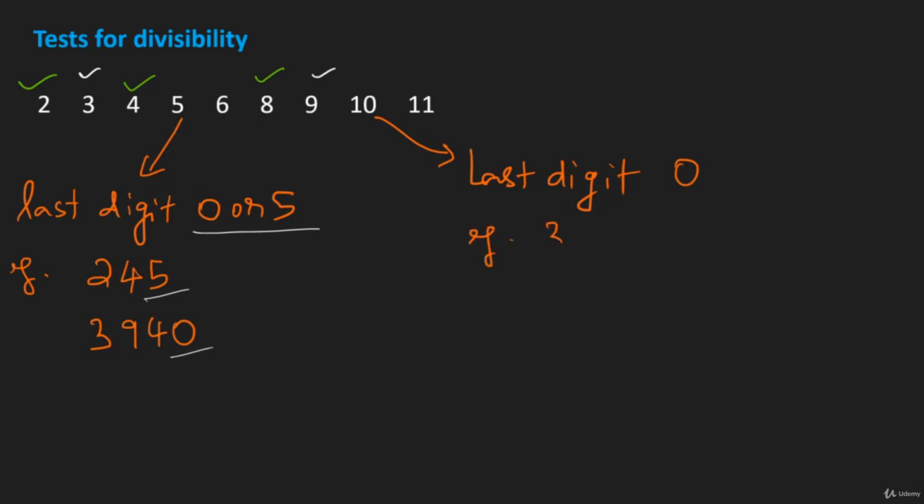For example, 300 or say 1940. These two numbers have 0 in the units place. Therefore, these two numbers are divisible by 10.